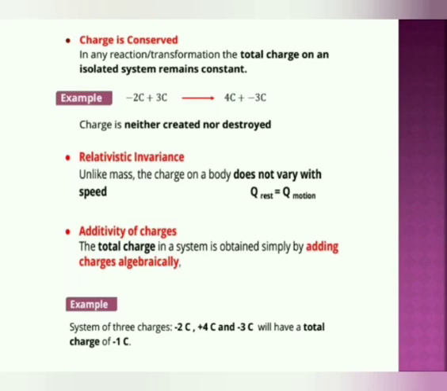The next property is additivity of charges. The total charge in a system is obtained simply by adding charges algebraically. Here in the example, you can see there is a system of 3 charges: minus 2 coulomb, plus 4 coulomb and minus 3 coulomb. If you add them algebraically, the total charge comes out to be minus 1 coulomb.